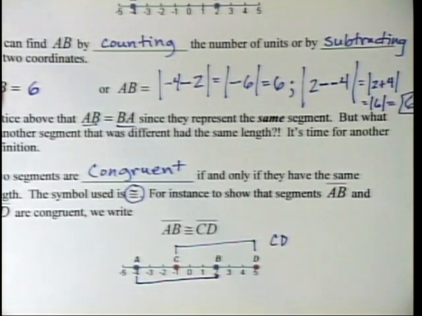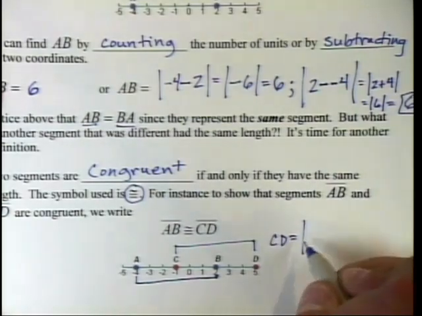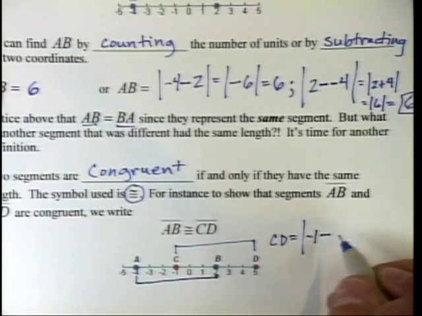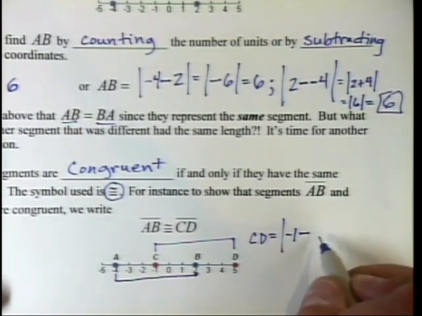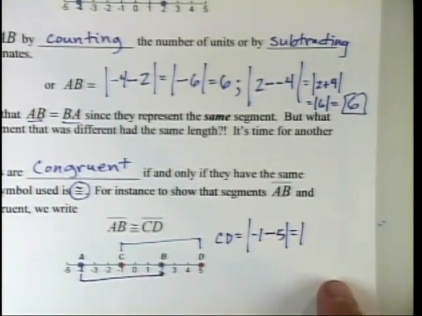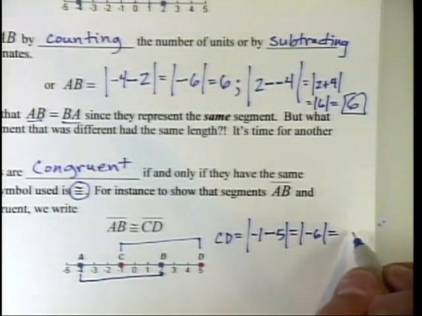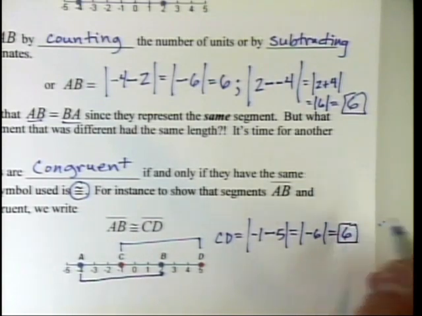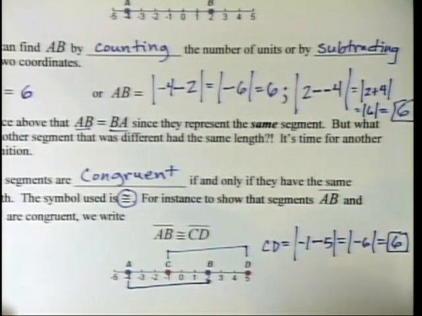CD, the length without the bar, equals the absolute value of the first coordinate for C, which is negative 1, minus, always minus, the coordinate of D, in this case 5. So I do what's inside the absolute value first. Negative 1 minus 5 is negative 6, and of course the absolute value of negative 6 is positive 6. So that's the length of CD, which happens to also be the same as DC.